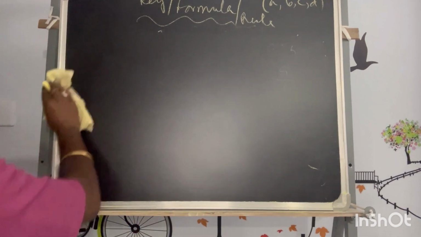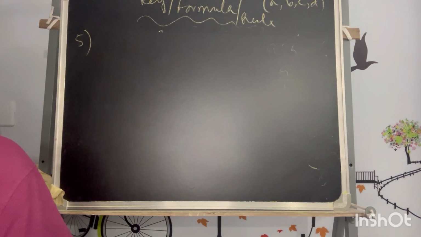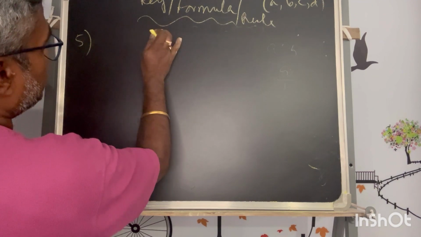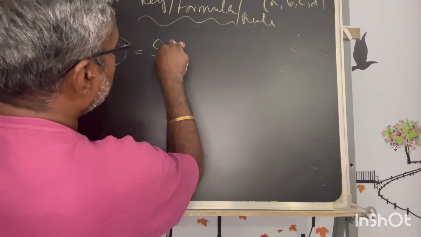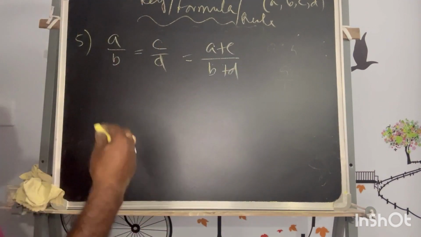The next one. Now this is the extension of the addendo, where a by b is equal to c by d, then this is also equal to a plus b. So now what is the meaning of that?